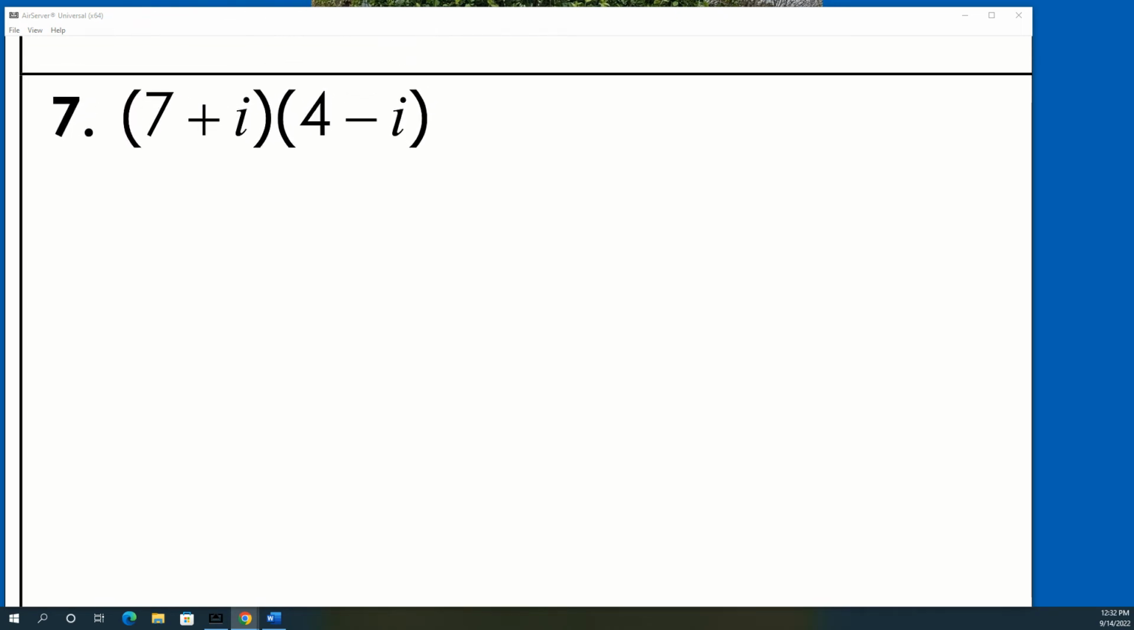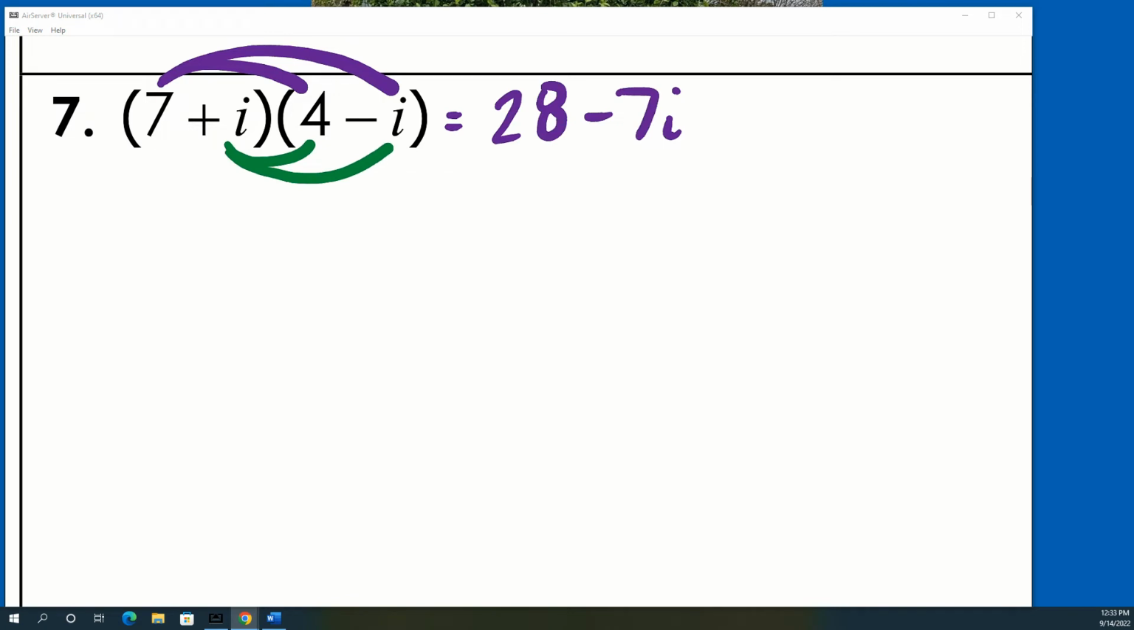So on number 7, we're going to start off by distributing the 7. So you do 7 times 4, and then 7 times negative i. Right? And then you're going to distribute the i. So i times 4 is 4i. And then i times negative i is negative i squared. All right.